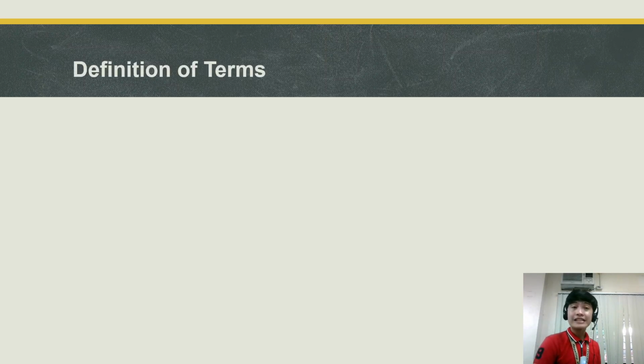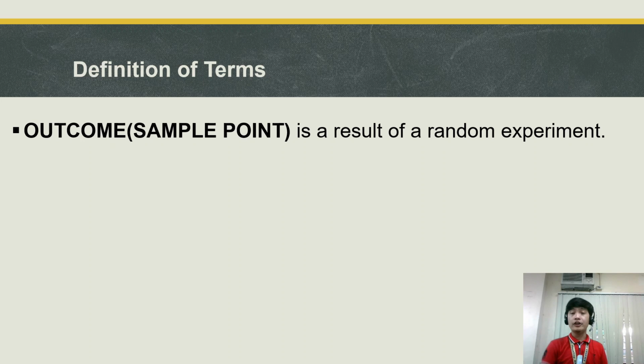So ituloy natin yung discussion natin kanina regarding the definition of terms, regarding sample space, events, outcomes, and experiments, specifically in the concept of probability and statistics. So let's have the outcome, or in some books they call it as the sample point. So outcome or sample point is a result of a random experiment. Okay? So outcomes or sample points.